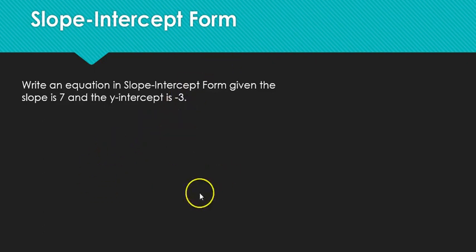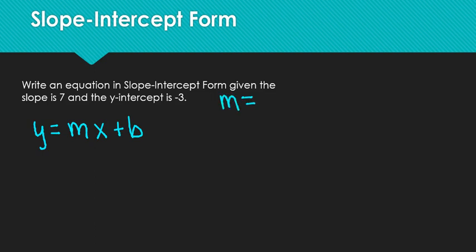So, looking at this example, it says, write an equation in slope-intercept form given the slope is 7 and the y-intercept is -3. Okay, so we know slope-intercept form is y equals mx plus b. And they're giving us the information, right? They're telling us slope is 7 and the y-intercept is -3.